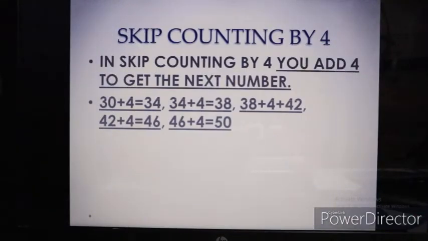Skip counting by 4s. To count by 4s, you add 4 to get the next number. 30 plus 4 equals 34, 34 plus 4 equals 38, 38 plus 4 equals 42, 42 plus 4 equals 46, 46 plus 4 equals 50.